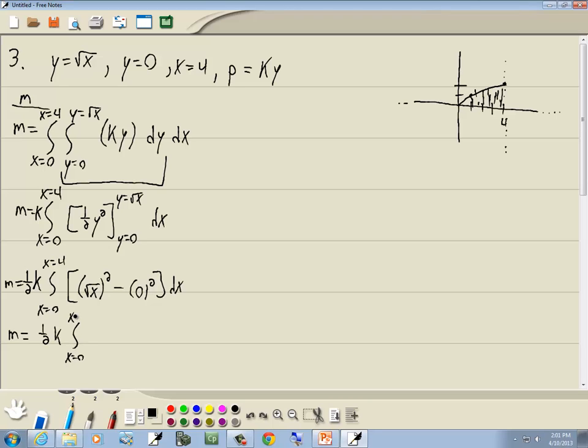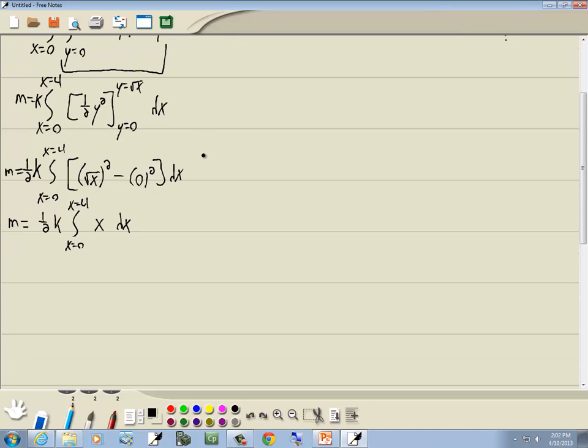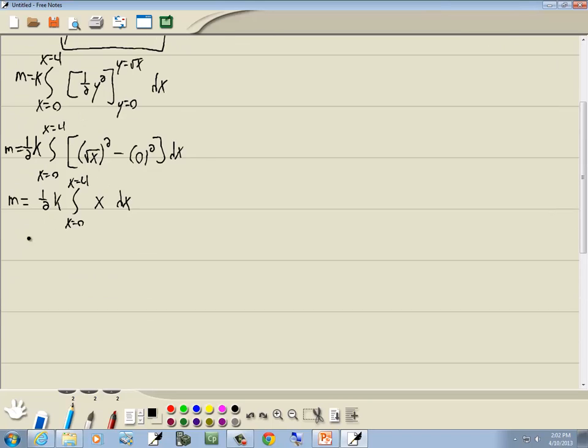X equals 0 to x equals 4. The 0 drops away, of course. Square root of x to the second power just gives you x. So this is x dx. Okay. So we've got 1/2 k. The integral of x, we add 1 to our power and divide by our new power. So we got 1/2 x squared from x equals 0 to x equals 4. The 1/2 I can put out in front.